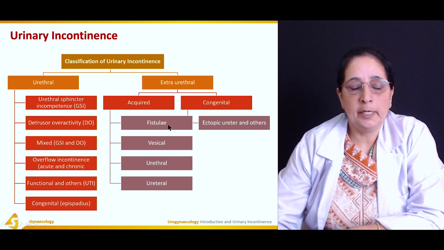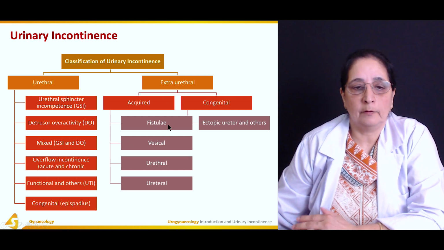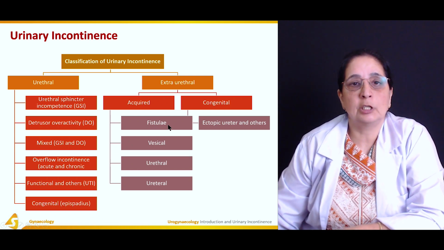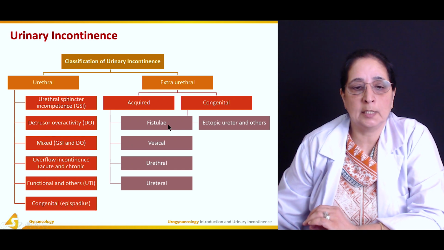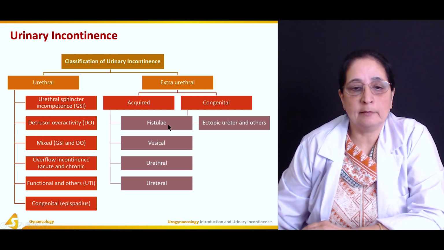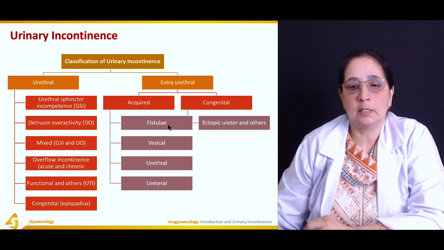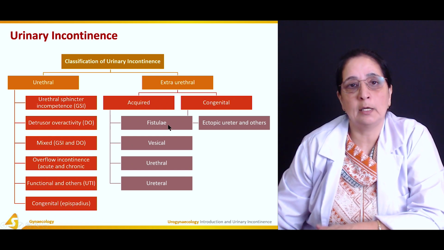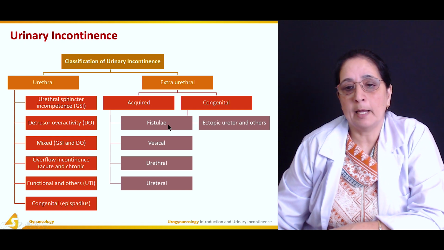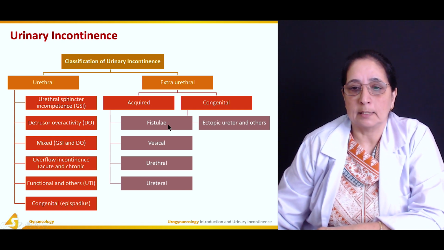Now, urinary incontinence is of different types. Here we mentioned different types of incontinence. It can be irritative, stress incontinence, urge incontinence, overflow incontinence, and bypass incontinence.